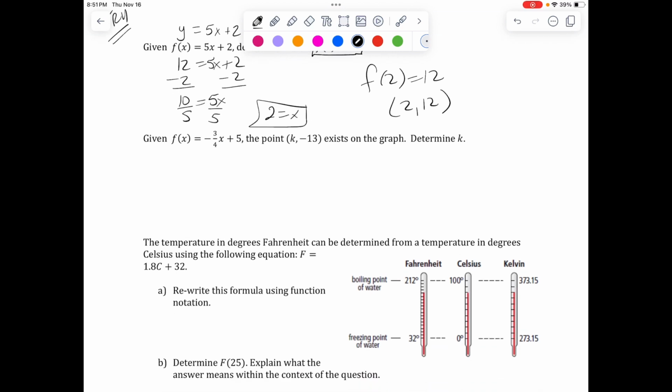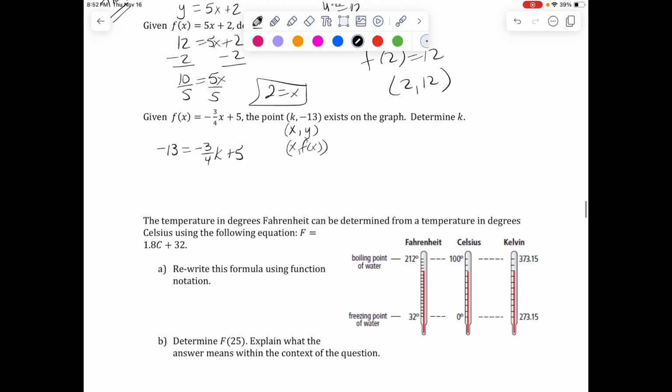And the next one, the last one here for function notation. It says, given f of x is negative 3/4 x plus 5, the point k, negative 13 exists on the graph, determine k. So k is a fancy way of saying x, and we know that y, or f of x, is negative 13. So we're going to plug our negative 13 in for f of x: negative 3/4 k plus 5. They want us to solve for k. We're really solving for x.